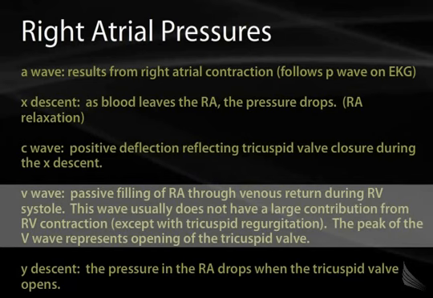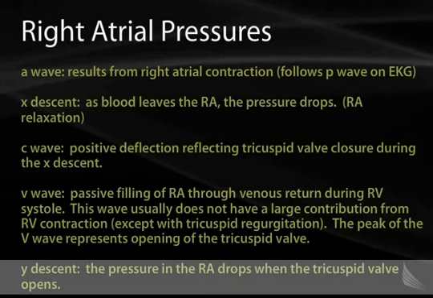The V wave actually represents a passive filling of the right atrium. The nomenclature V wave is confusing. Many people believe that a V wave represents contraction of the right ventricle, which pushes the valve up into the right atrium, but this is not usually true. There is not usually a large contribution from the right ventricle to the V wave, except in patients that have tricuspid regurgitation. The V wave represents passive filling from venous return. The peak of the V wave represents the point where the tricuspid valve opens. The Y descent is the subsequent decrease in right atrial pressure when the tricuspid valve opens.